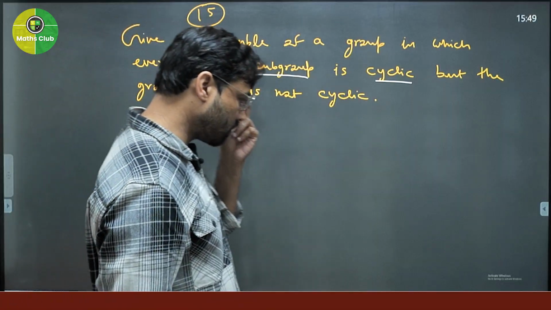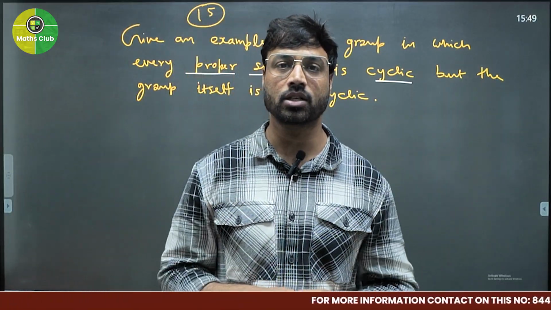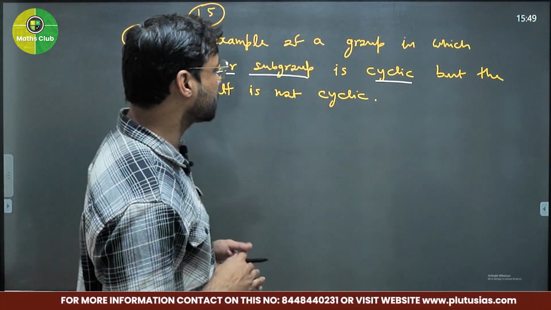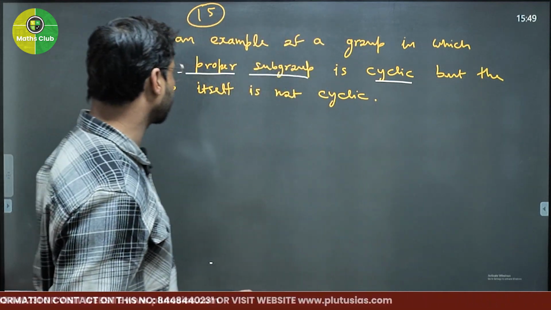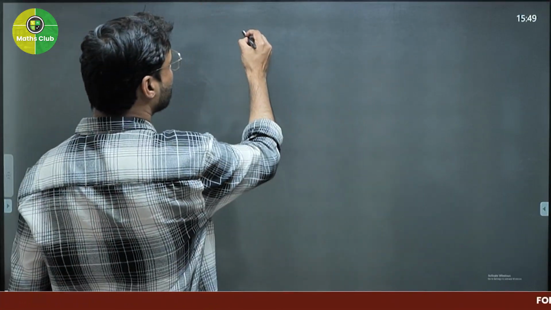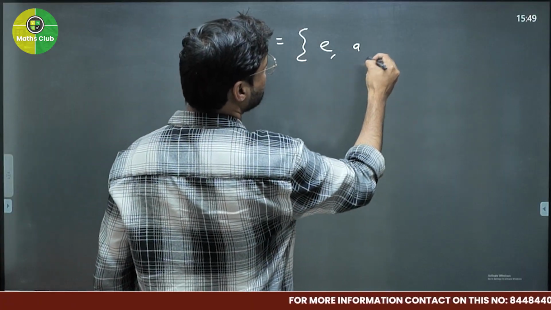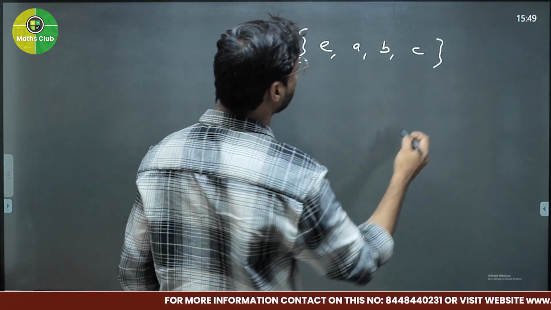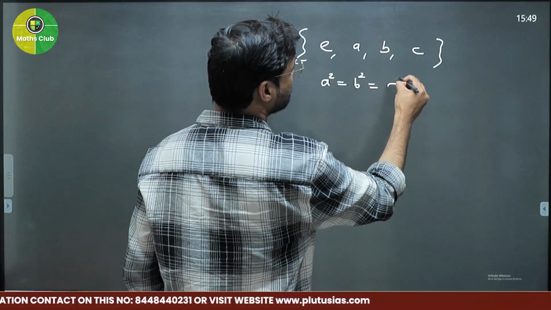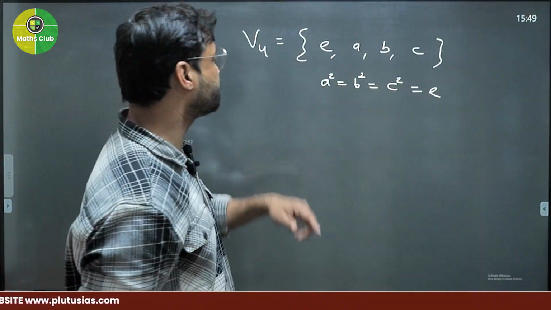So what is a cyclic group? A group which is generated by a single element is called a cyclic group. Can you think of any example? If you think, then we can get the Klein's 4 group. We know about the Klein's 4 group, that is V4, where the elements are e, a, b, c, and we define a square, b square, c square equal to identity. This is the Klein's 4 group.